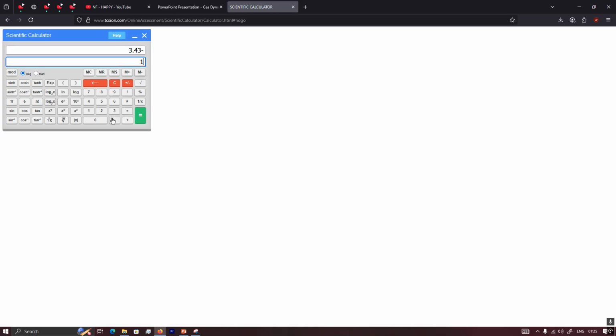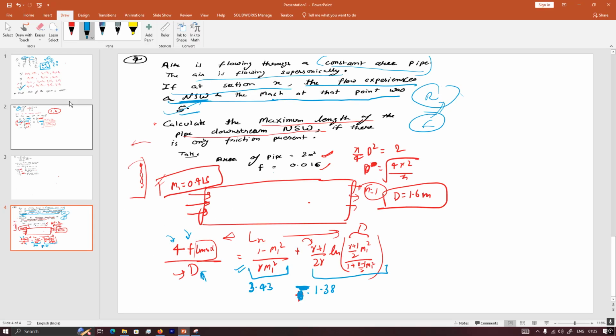3.43 minus 1.38, so this value is 2.05. So, solution: this part is 2.05, and I have to calculate L max. So L max is equal to 2.45.